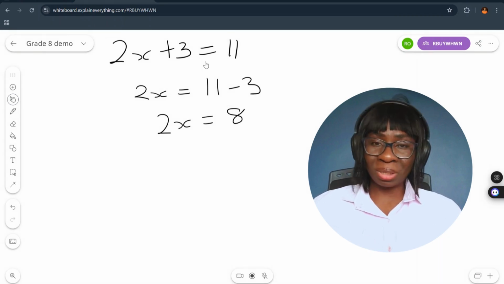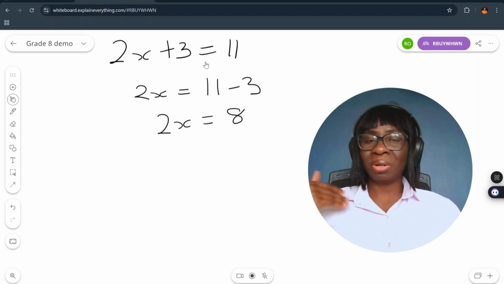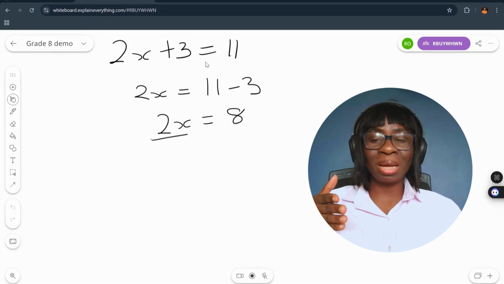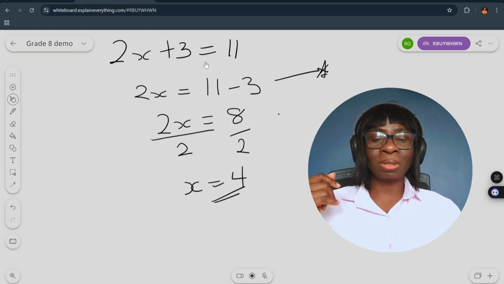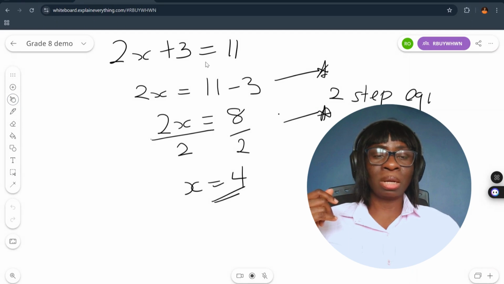So that is the first step. That is why we call it two-step equations. We have done the first step, and now it remains the second step. What do we do now to get x? We divide both sides by 2 like we did the other time, correct. So we divide so that we have x equals 4. You realize that this is a two-step equation. This is the first step, we subtract, and then the second step we divide. That is why it is called a two-step equation.